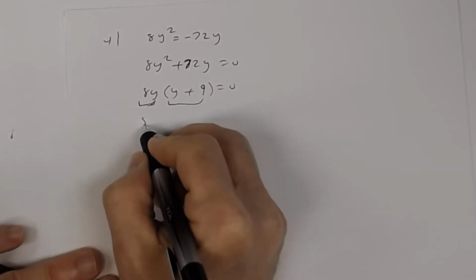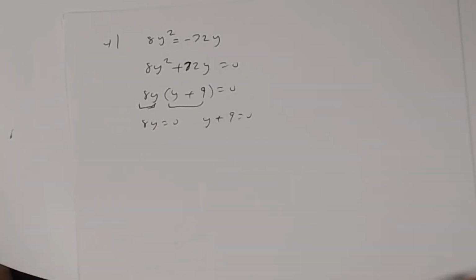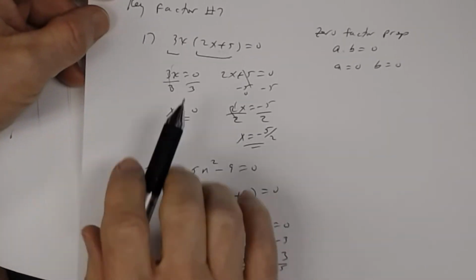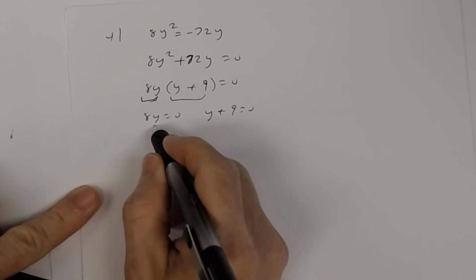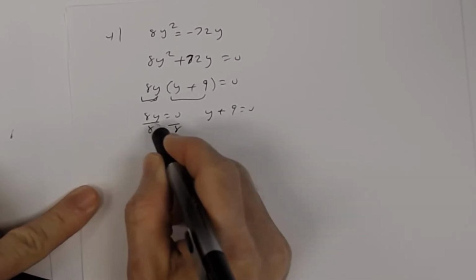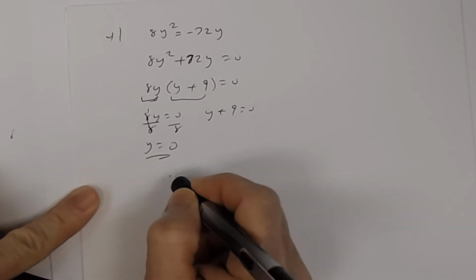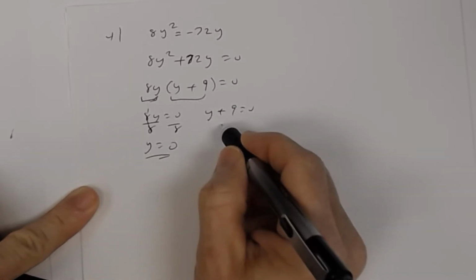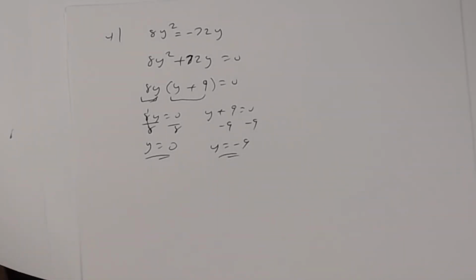So I'm going to set each of those equal to 0. Looks very similar to number 1. To get y by itself, divide both sides by 8. 0 divided by 8 is 0. So there's one of your solutions. Over here, subtract 9 from both sides. I get y to be negative 9. So those are your two solutions for number 4.